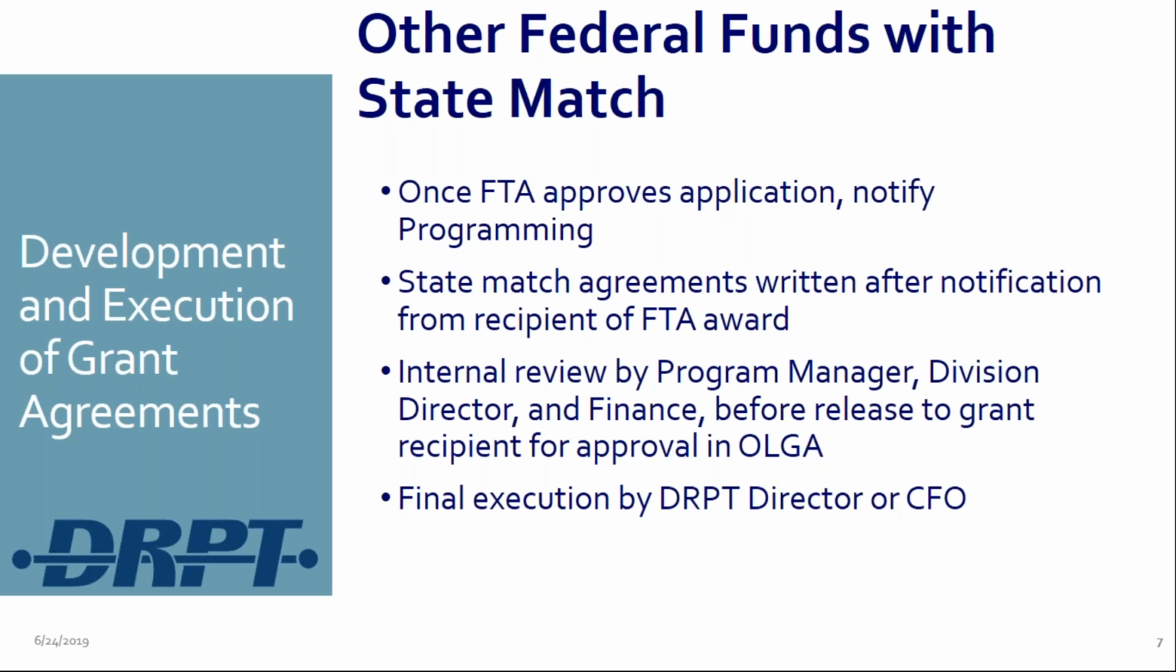If you are getting the federal money from the FTA, so if it's 5307, 5339 money, then again, you just need to let me know when the FTA awards the grant, and then we will write the state match agreements based on that award. And once again, it goes through an internal process, comes to you for execution, and then comes back to us for execution. And then the funds are ready to go.